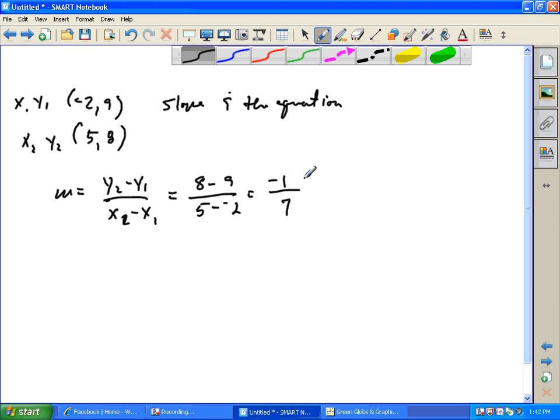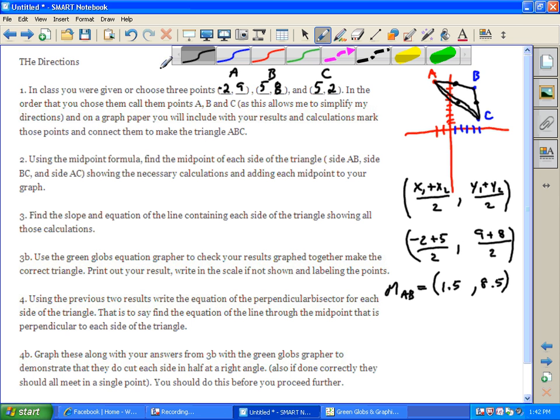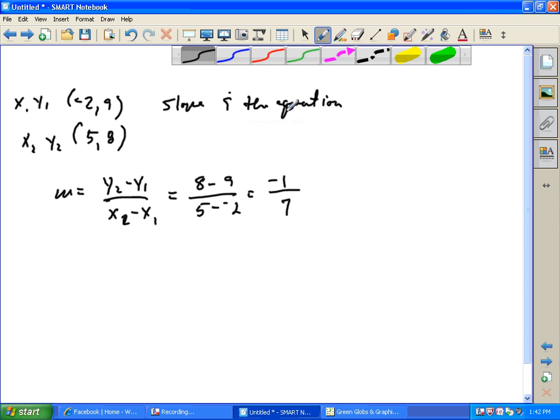And let's go back and see if that makes sense. Down 1 over 7. You can also count the blocks, right? Down 1 over 7 definitely has a negative slope there. Okay. Once I find the slope, though, how do I find the equation?